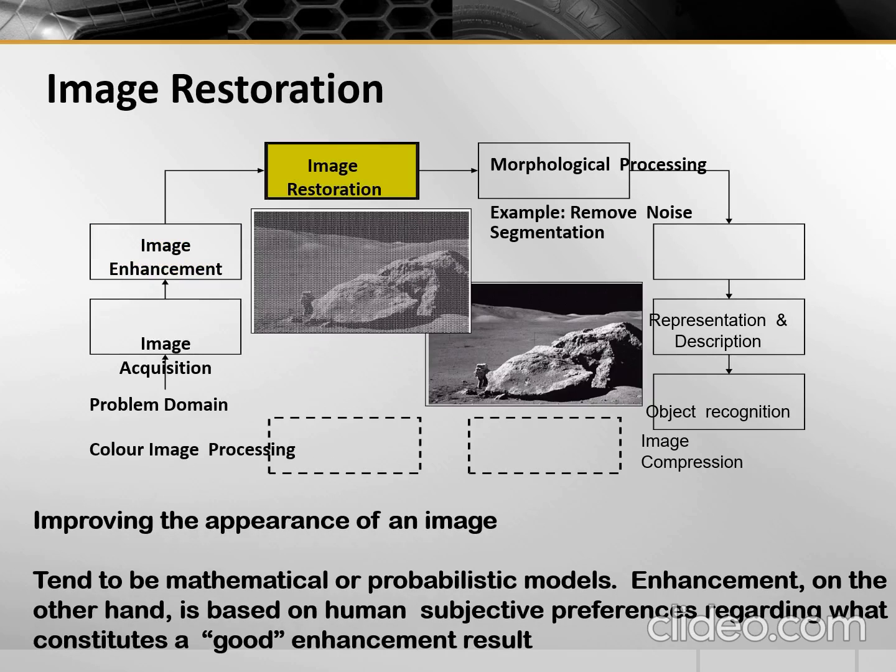The image restoration process is to improve the appearance of an image. This leads to mathematical or probabilistic models. Enhancement, on the other hand, is based on human subjective preferences regarding what constitutes a good enhancement result.